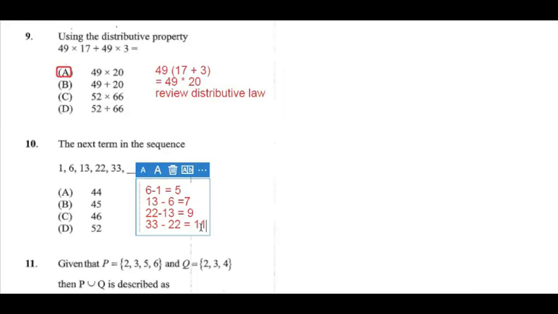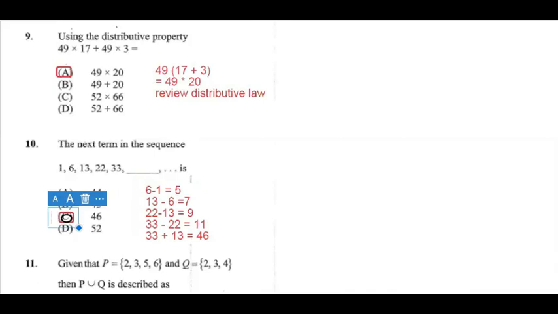So therefore, to get the number that is next in the sequence, it will be 33 plus 13, and that will give us 46. So therefore our answer for 10 is C, and you can check that by saying 46 minus 33 to result in 13, and therefore it will follow the sequence of adding 2 to the answers going up. So it is 5, 7, 9, 11, then 13.